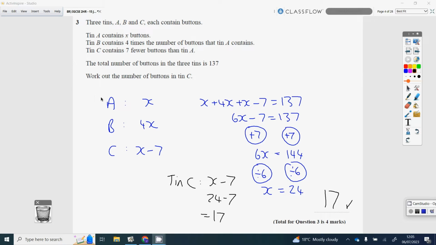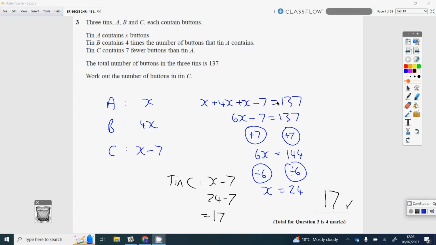Question 3, well, we're told that tin A contains X buttons. Tin B has 4 times as many as tin A, so that's 4 lots of X, 4X. And tin C has 7 fewer than tin A, so 7 fewer than X, so that's X minus 7. Now we're then told that all of these buttons in the 3 tins add up to 137. So X plus 4X plus X minus 7 must total 137. So over here we just construct that equation. Okay, X plus 4X plus X minus 7 equals 137.